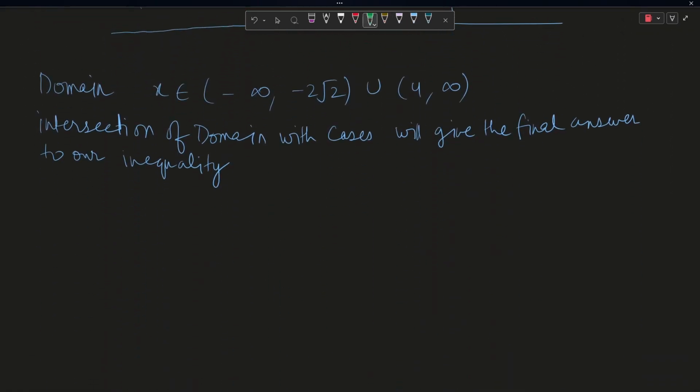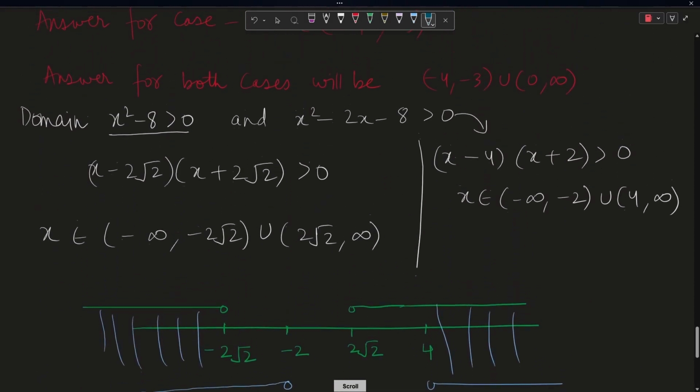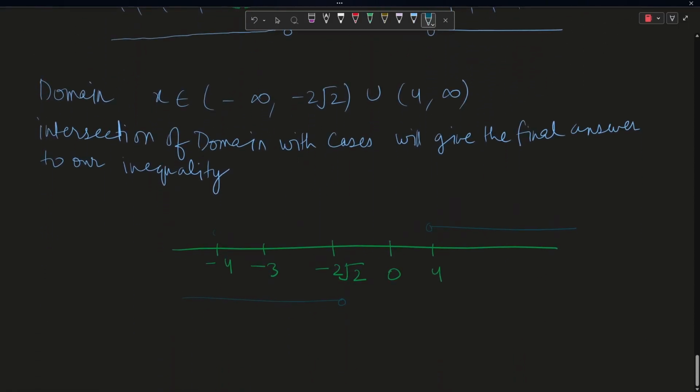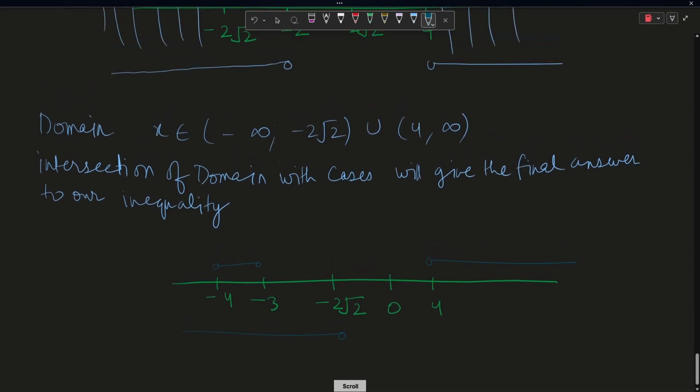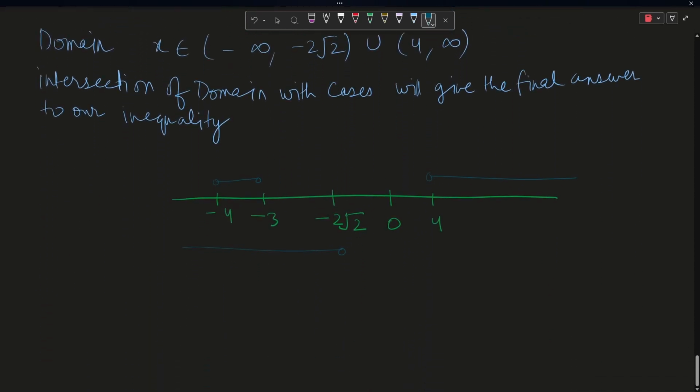So again, we'll draw one more number line: minus 4, minus 3, minus 2 root 2, then 0, 4. Now we will plot, as the domain suggests, minus infinity to minus 2 root 2 and 4 to infinity, and our case suggests minus 4 to minus 3 and 0 to infinity. So of course the common part is observed clearly. This is the common part.